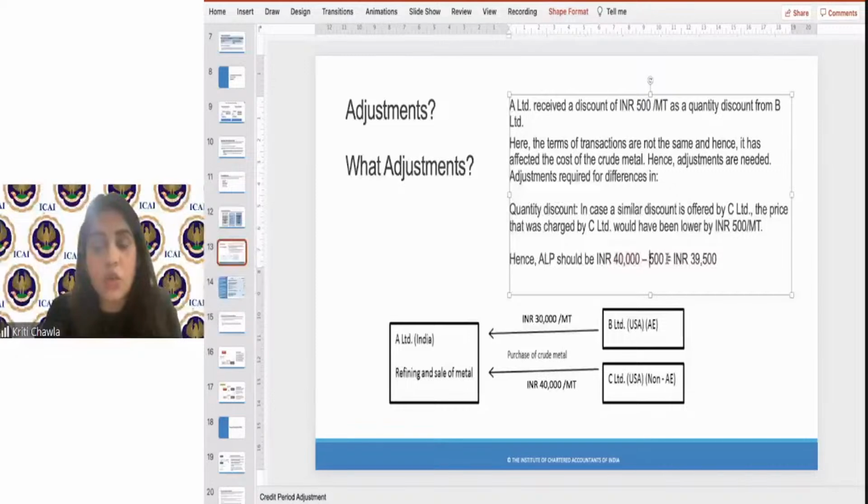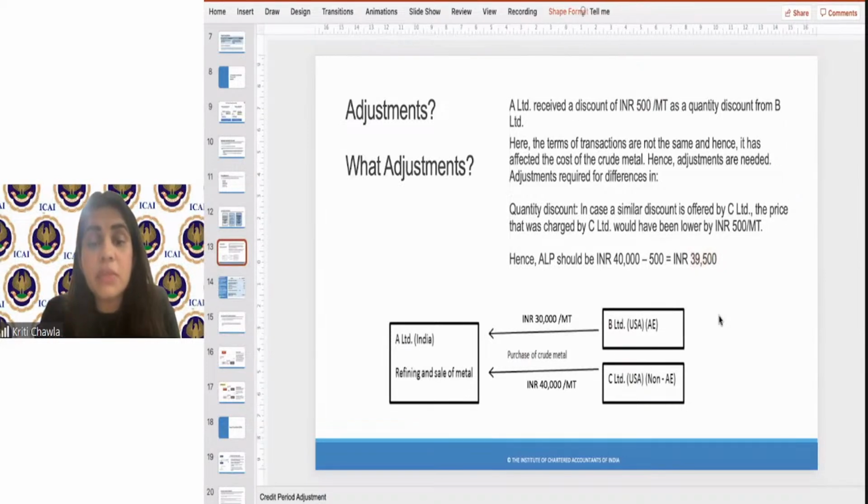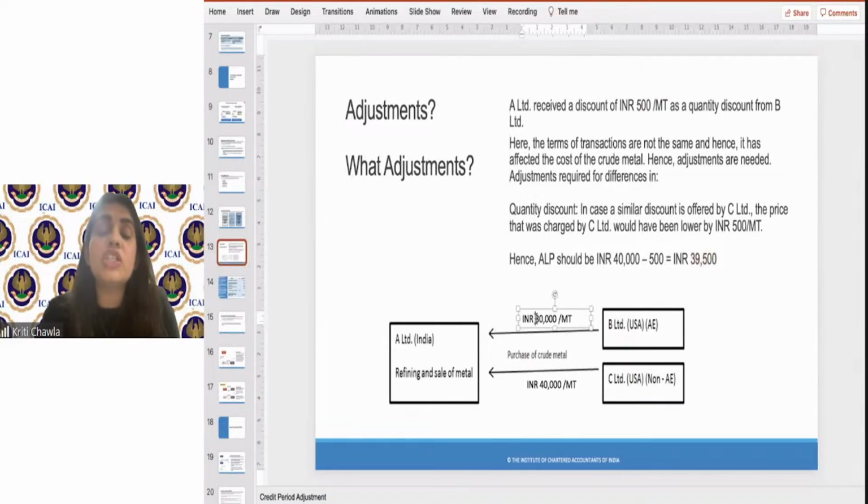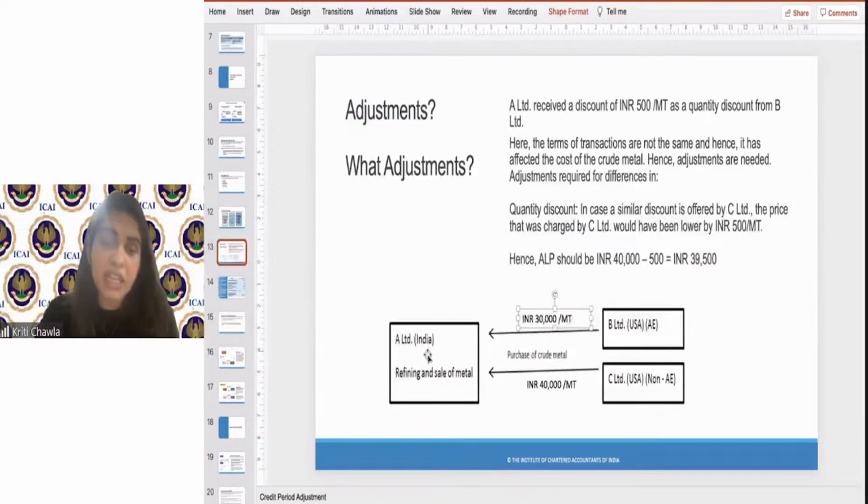So they are offering a quantity discount of 500. So the ALP will be 40,000 rupees, what independent parties are doing, minus the adjustment that we need to make. Minus, we'll also provide a quantity discount of 500. So the ALP is 39,500 rupees in this particular situation. That basically means that in a related party situation between A Limited and B Limited, you shouldn't have charged them 30,000 rupees.